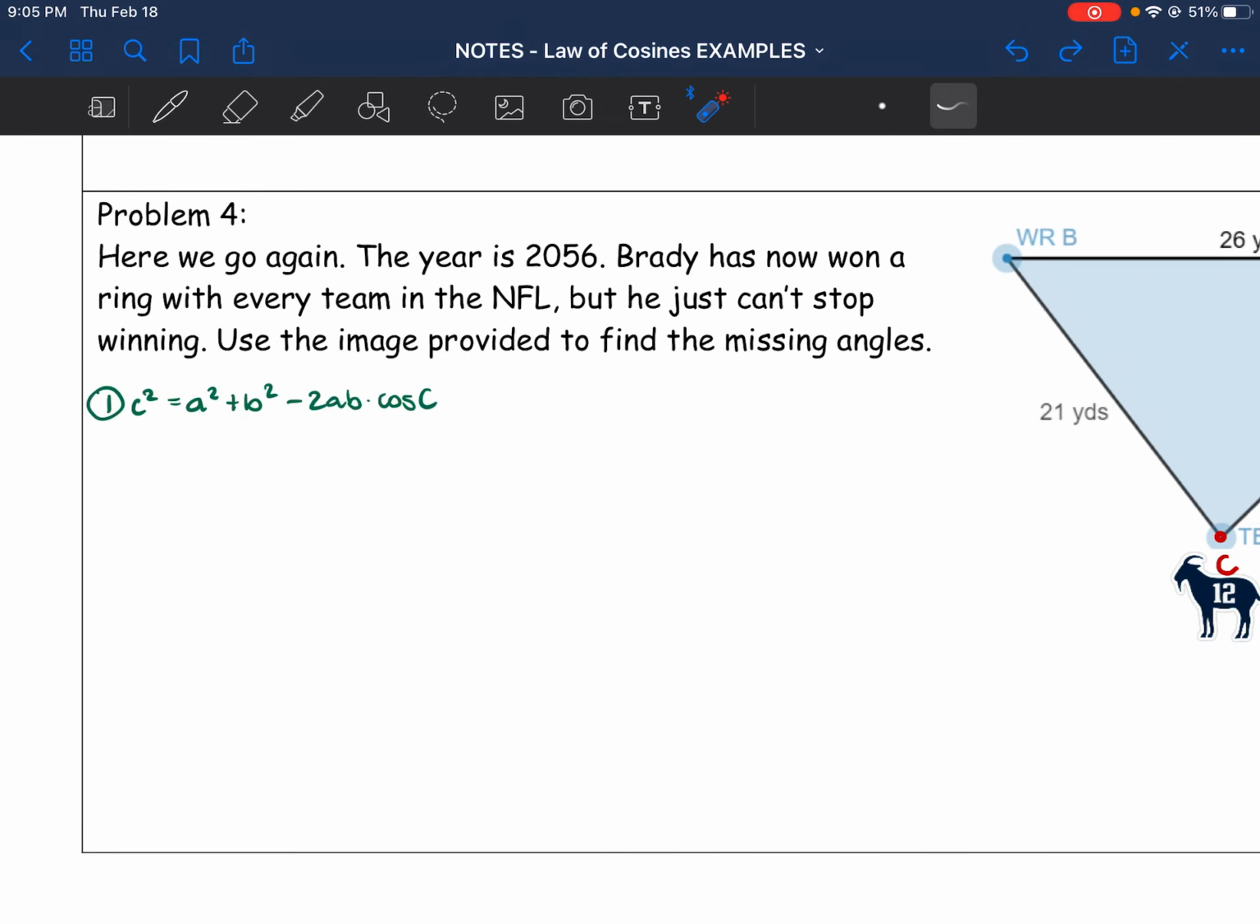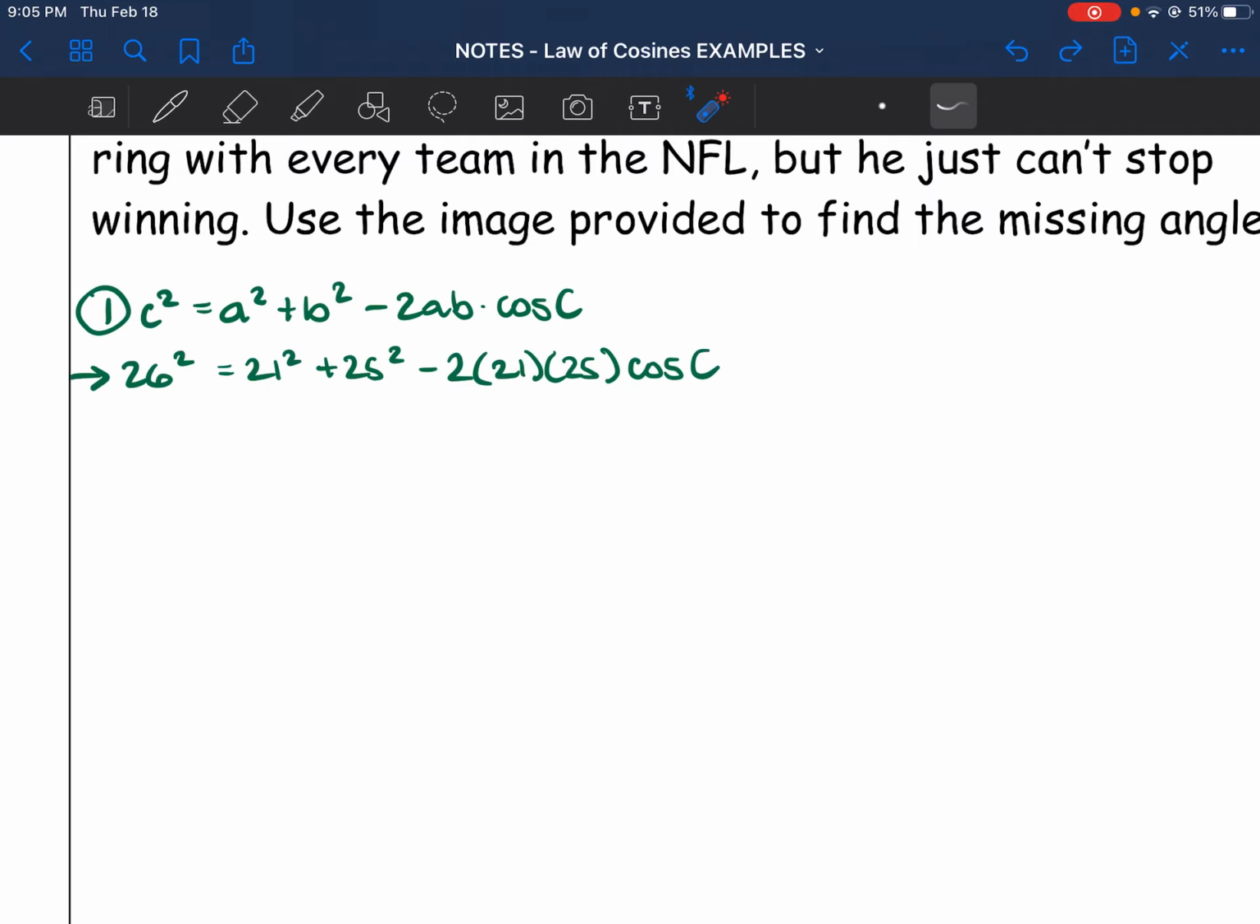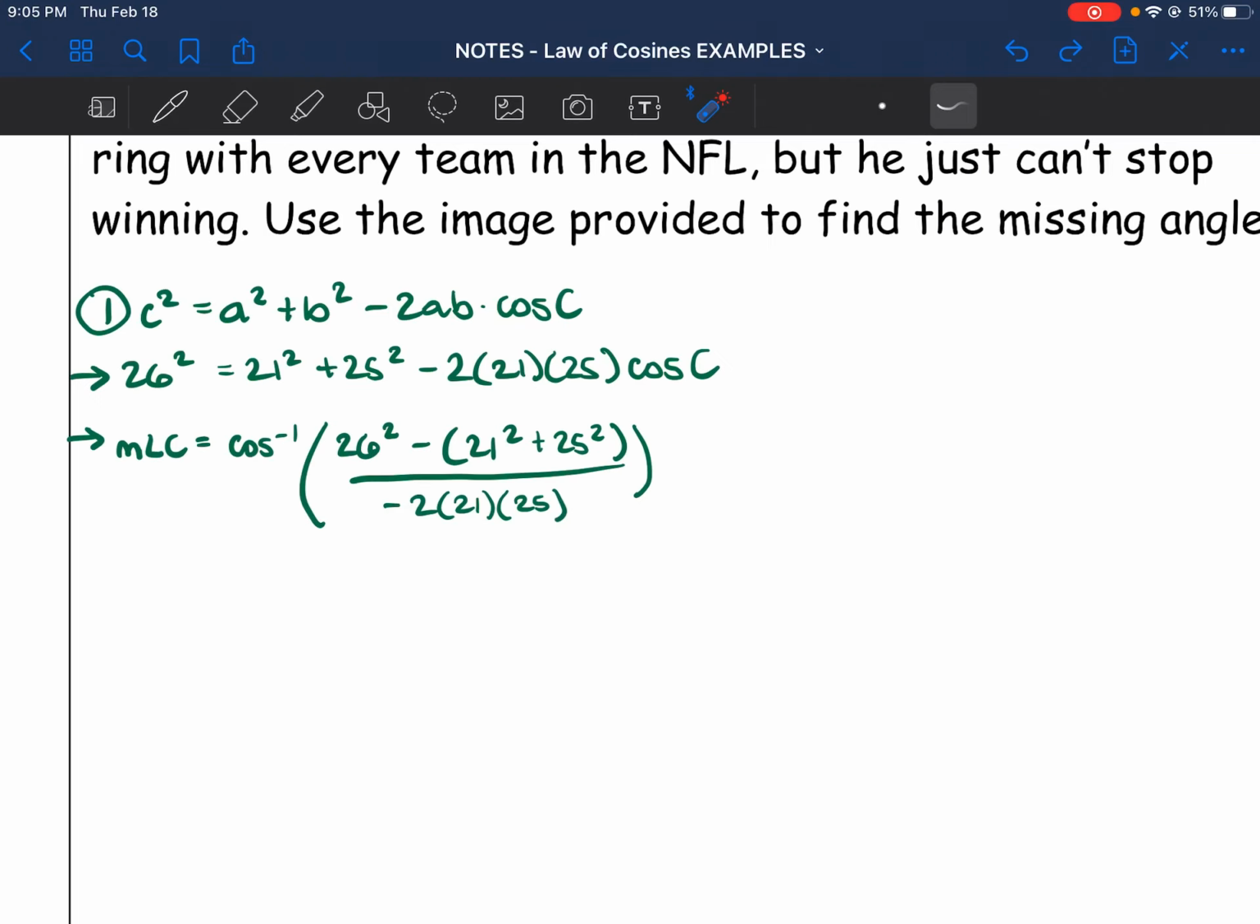All right, so we use the appropriate law of cosines equation right here. Again, notice we're solving for angle C, so I pick the law of cosines equation that has angle C in it. And we start plugging in some pieces. So we know side C is 26, side A is 21, and side B is 25. And once again, I'm going to be a little more efficient with my space. I know the order of things, so I go ahead and do everything in one step. The inverse cosine of 26 squared minus 21 squared plus 25 squared divided by this chunk right here. And that's going to give me that the measure of angle C is 68.2 degrees.